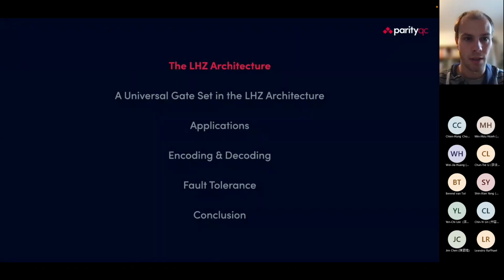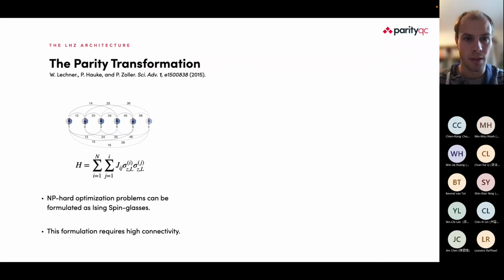Okay. All right. So what is the LHZ architecture? So let's start with the parity transformation, which was basically invented by my supervisor Wolfgang Lechner and his co-workers Philipp Hauke and Peter Soller in 2015. And the main purpose at that time was to map optimization problems to a quantum computer.